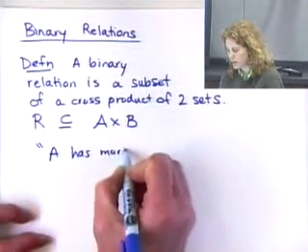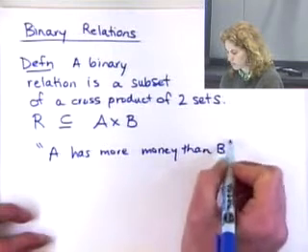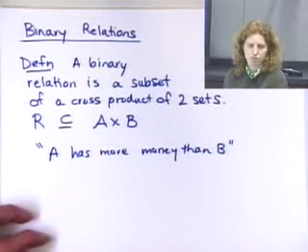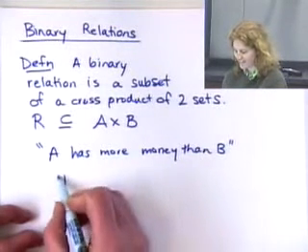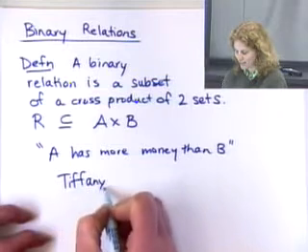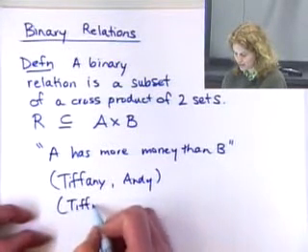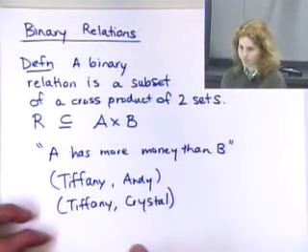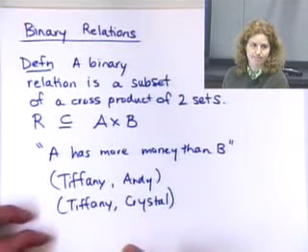A has more money than B. Okay, so we'll just talk about me and my sister and brother. Okay? So Tiffany Andy is in the set. And Tiffany Crystal is in the set. That's it. Wouldn't Andy Crystal or Crystal Andy be in the set? I think they have about the same. So that wouldn't be in the set.